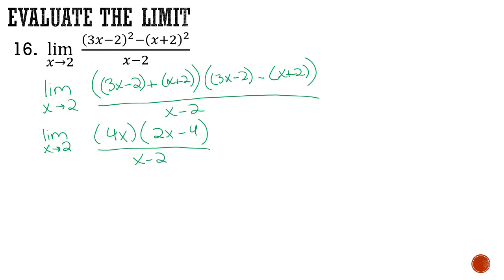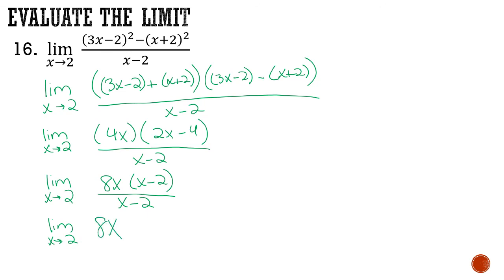But I can factor out a 2 from the 2x minus 4. If I factor out the 2, then it's 2 times 4x, which is 8x, times x minus 2 over x minus 2. And then the limit as x approaches 2 of 8x, we can evaluate. 8 times 2 equals 16. And that's your last example for Keeper 2.2.